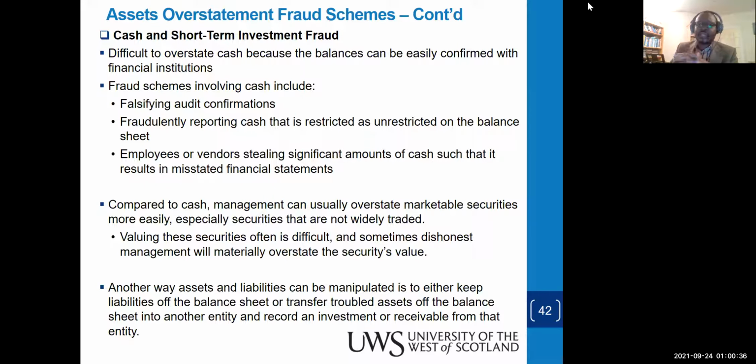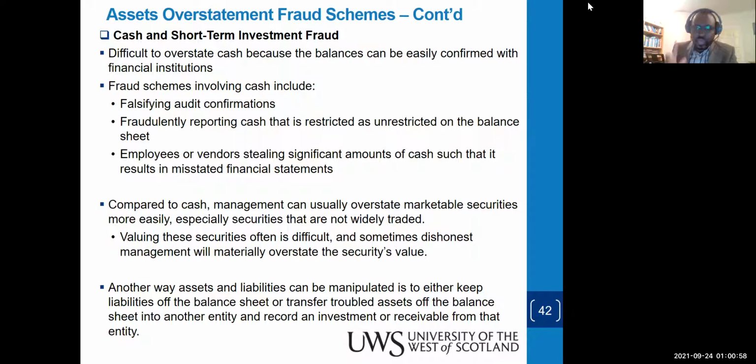Cash and short-term investment, like I said, they could inflate it. They could falsify audit confirmations or bank confirmations. They could even work with some of these banks to give them some falsified bank confirmation documentations. Okay. And employees or vendors stealing significant amounts of cash that results in misstated financial statements could also be one key item.